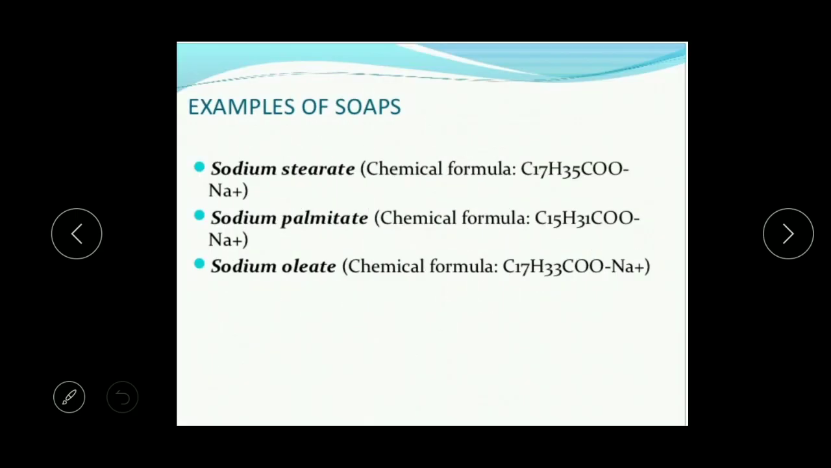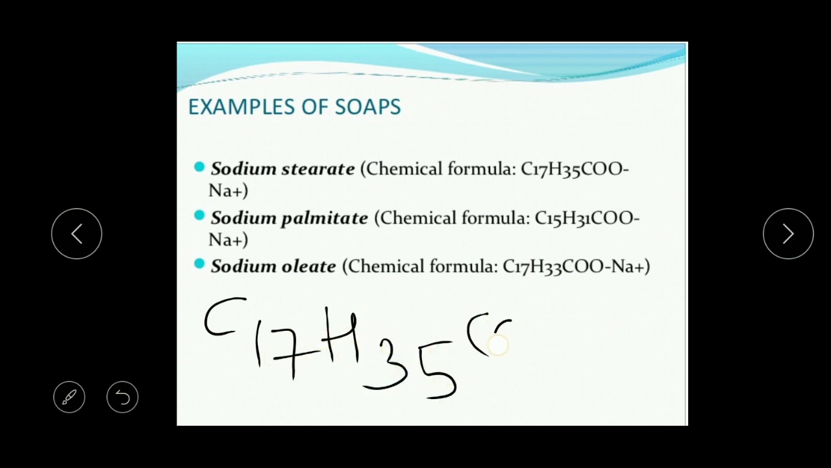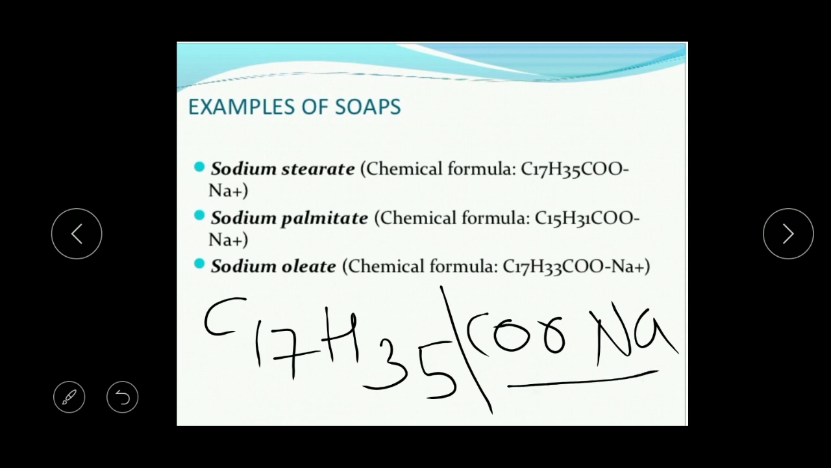For examples of soap, sodium stearate is the best example. C17H35COONa is sodium stearate, in which the C17H35 part is non-ionic in nature and the COONa part is ionic in nature, because Na+ is a metal ion that is attached to COO. This part is ionic in nature and this part is non-ionic in nature.